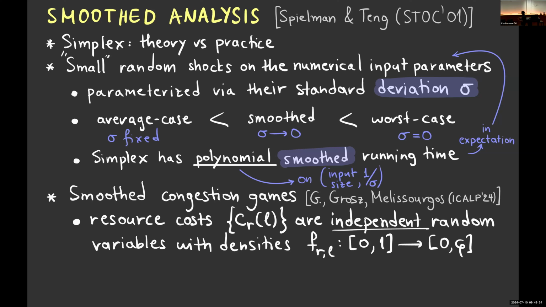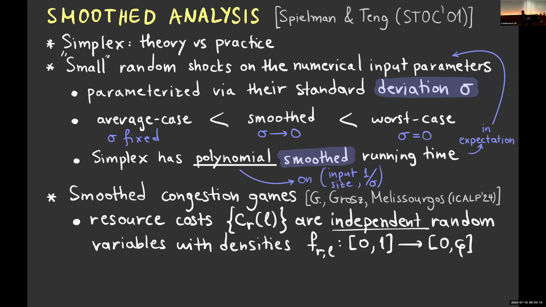So what we do there: think about the representation model where we have these resource costs, c evaluated on the load. You're going to think that these are not given and fixed in the worst case, but are random variables. They are independent continuous random variables, defined in [0, 1]. This is just a normalization. But you assume that the density is upper bounded by a parameter phi. So phi is essentially 1 over sigma here.